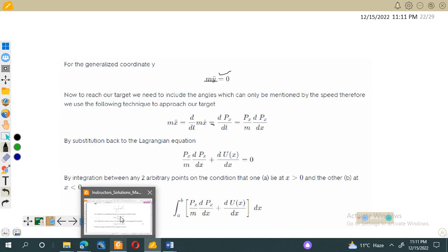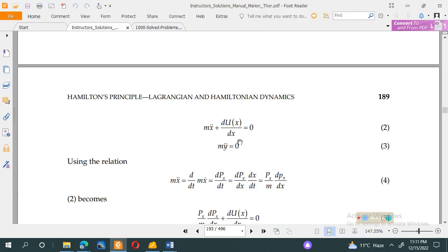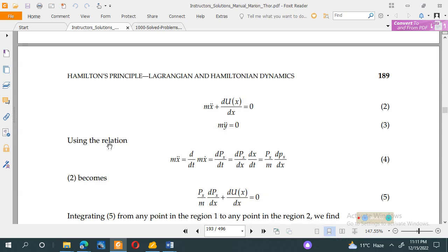Now we have to calculate the relation between the angles. Using the relation, we know that F is equal to m a, which is equal to dp over dt, which is m x double dot. Force is equal to the rate of change of momentum. We can write m x dot as p, so it will be dpx over dt. If we use the chain rule, dpx over dx times dx over dt, and dx over dt is velocity.